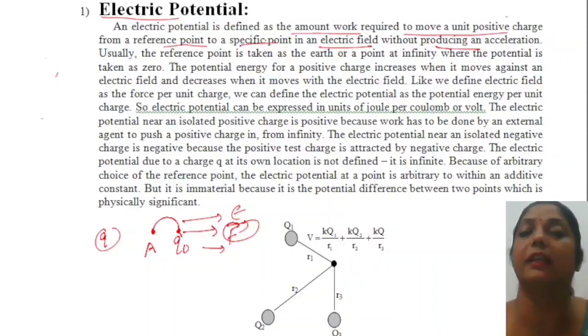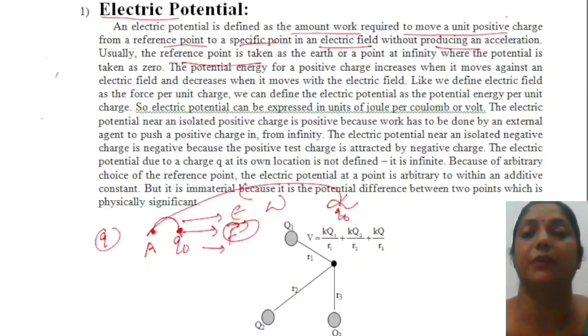So it is written clearly that it is defined as the amount of work required to move a unit positive test charge from a reference point to a specific point in an electric field without producing an acceleration, right? This term is very important. Usually, the reference point is taken as Earth or a point at infinity. You can choose this reference point at any point on the Earth, or you choose this reference point at infinity. Now, the amount of work done in moving this test charge from infinity to a particular point A, that amount of work done is called electric potential.